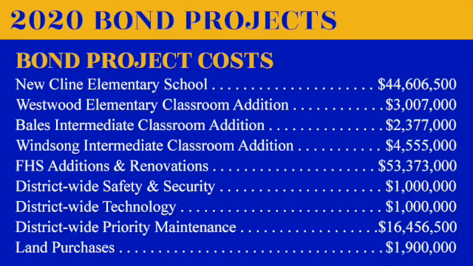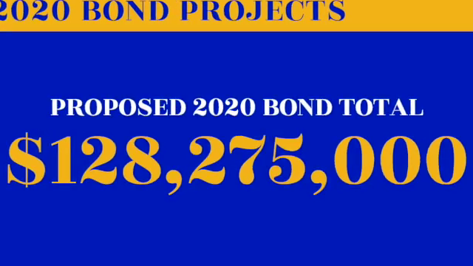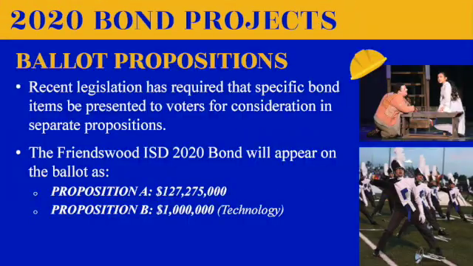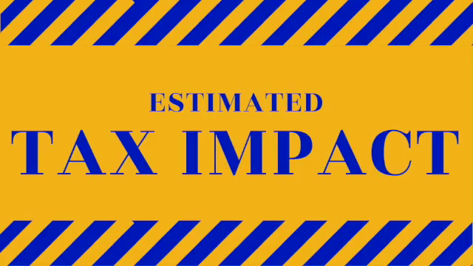This slide gives you an idea of the total cost for each one of the bond projects. This is inclusive of the furniture, fixtures, and equipment, the technology that would be part of that, turnkey, basically, for each one of those areas, for a proposed bond total of $128,275,000. This ballot would be in two propositions. Proposition A includes everything but technology. Proposition B would be technology. Recent legislation requires technology to be pulled out as its own proposition.